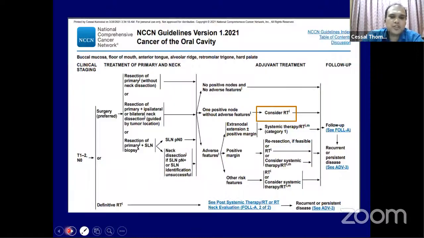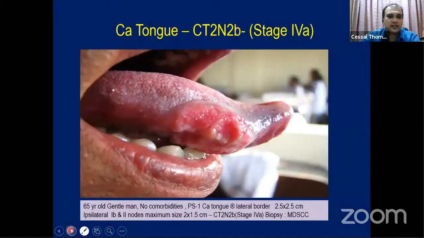Now we'll proceed to what about the NCCN guidelines. The ASCO guidelines, published in JCO in 2018, show that in single node positive disease, we argue not for radiotherapy. But if you look into the NCCN guidelines, for T1 or T2 disease with one node positive and without adverse features, the consideration is to consider adjuvant radiotherapy.